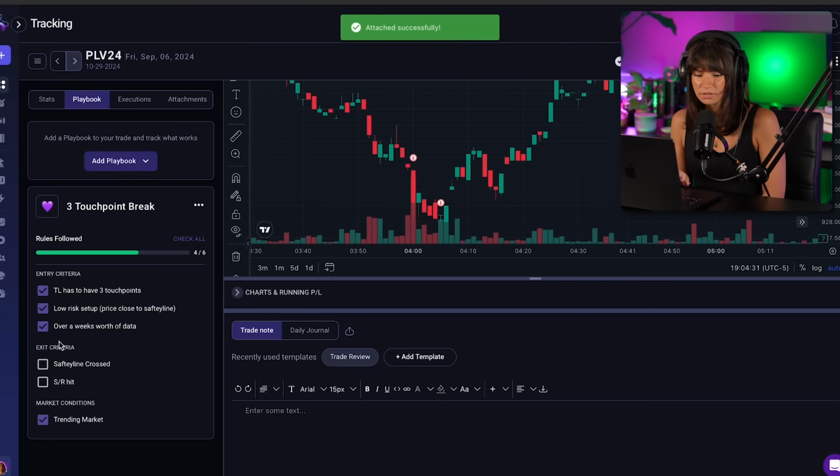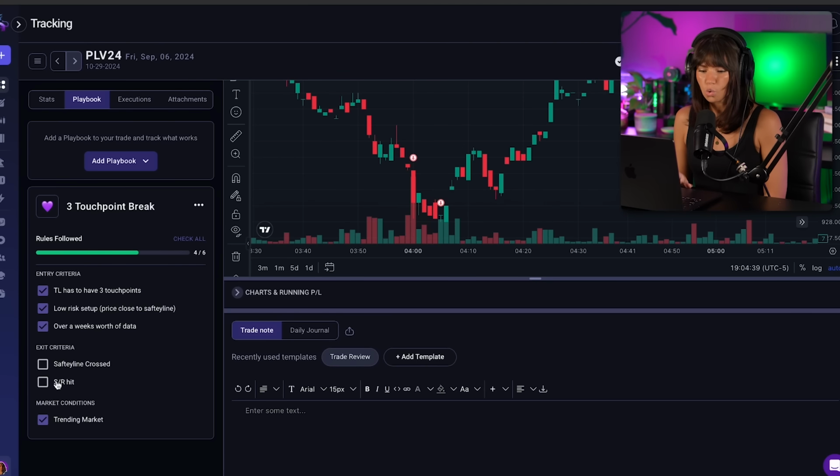And now, we simply are going to have to wait for the exit criteria. Exit criteria is, has a safety line been crossed, or the opposing trend line, or has support and resistance been hit? So I will not be able to check those off until I exit my trade. But that is essentially my playbook. That is one of the few playbooks that I have, but this is the 3 touchpoint trendline break playbook.